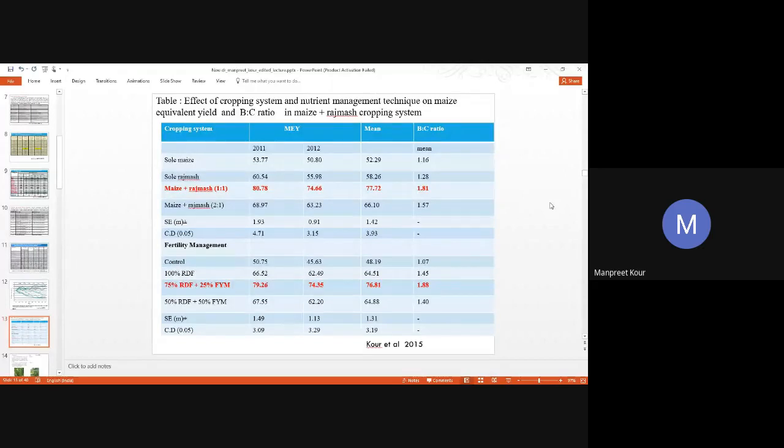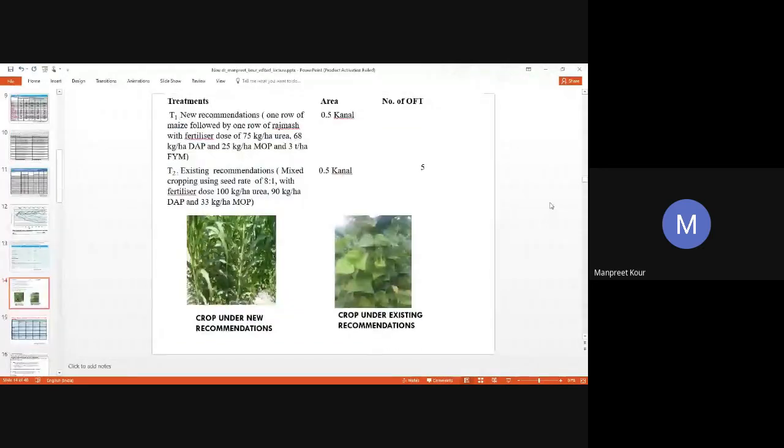Next slide, please. These are good results, and as we found a new technology, we wanted to validate our results. So we also conducted OFTs with the existing recommendations present in our package of practices, where a mixed cropping system of 8:1 is given with inorganic sources of fertilizers, and compared with the new recommendations, where we use 1 row of maize with 1 row of rajmash with INM treatments.